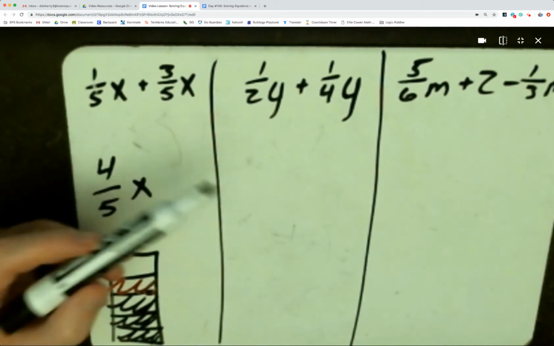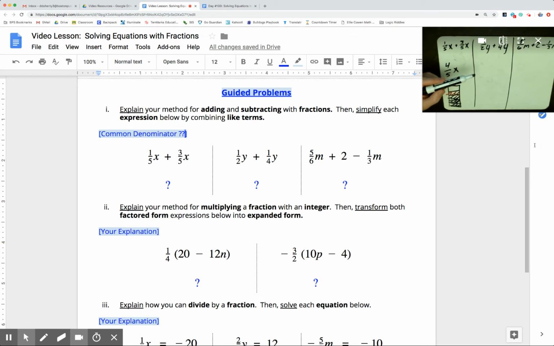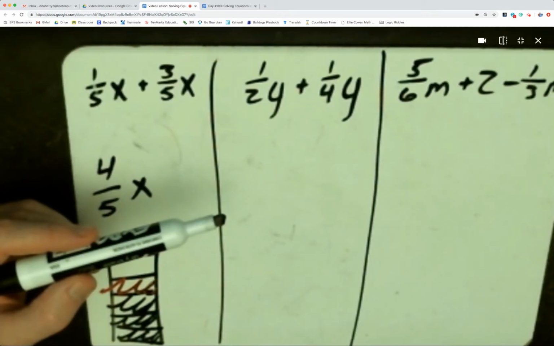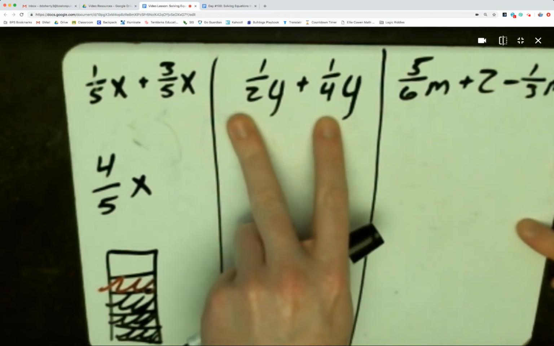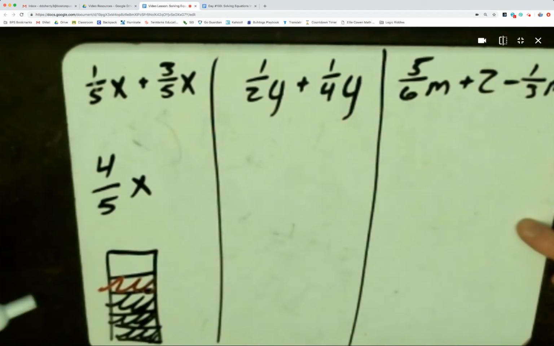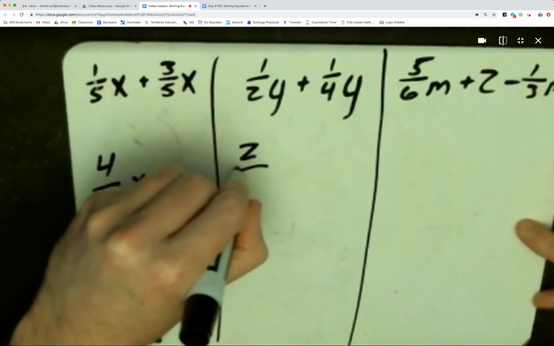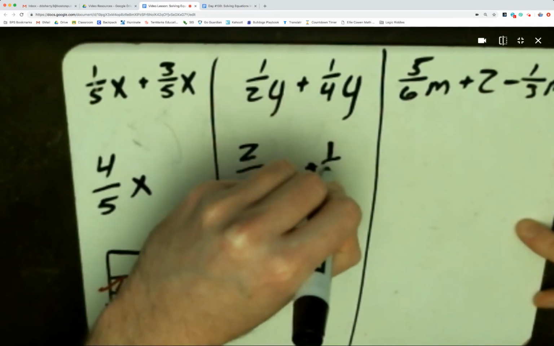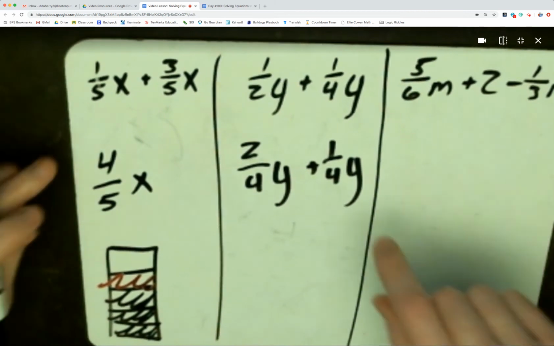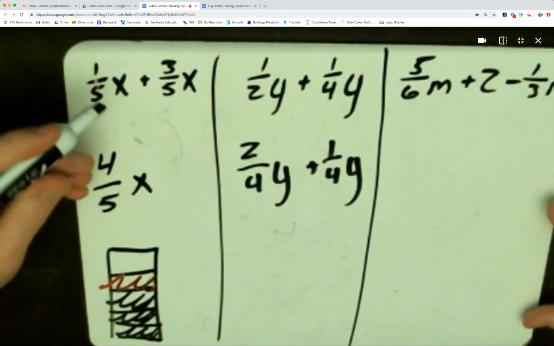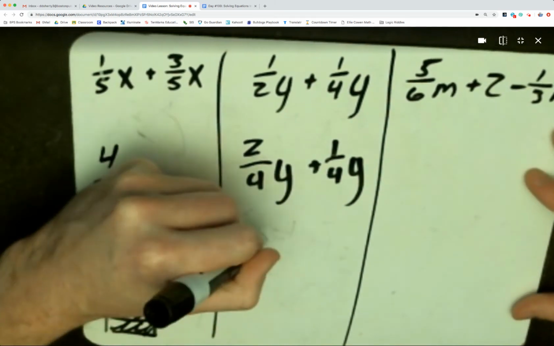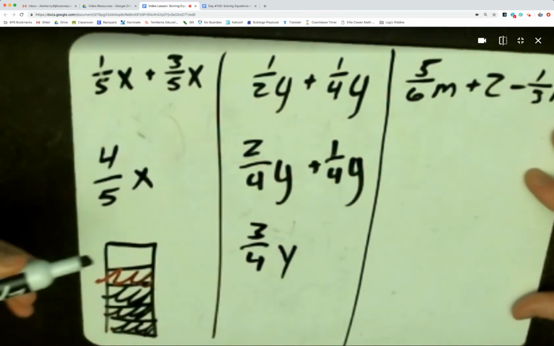The more complicated situation, and hopefully this was part of your explanation, hopefully you talked about when they don't have a common denominator, you need to work to find the common denominator, and that again has to do with least common multiple. What's the smallest number that 2 and 4 both multiply evenly into? It's 4. So I'm just going to switch 1/2 to 2/4 y plus 1/4 y, because I recognize that if I could get this to something over 4, and that 2 could just multiply by 2 to get there, 2/4 y plus 1/4 y becomes 3/4 y.